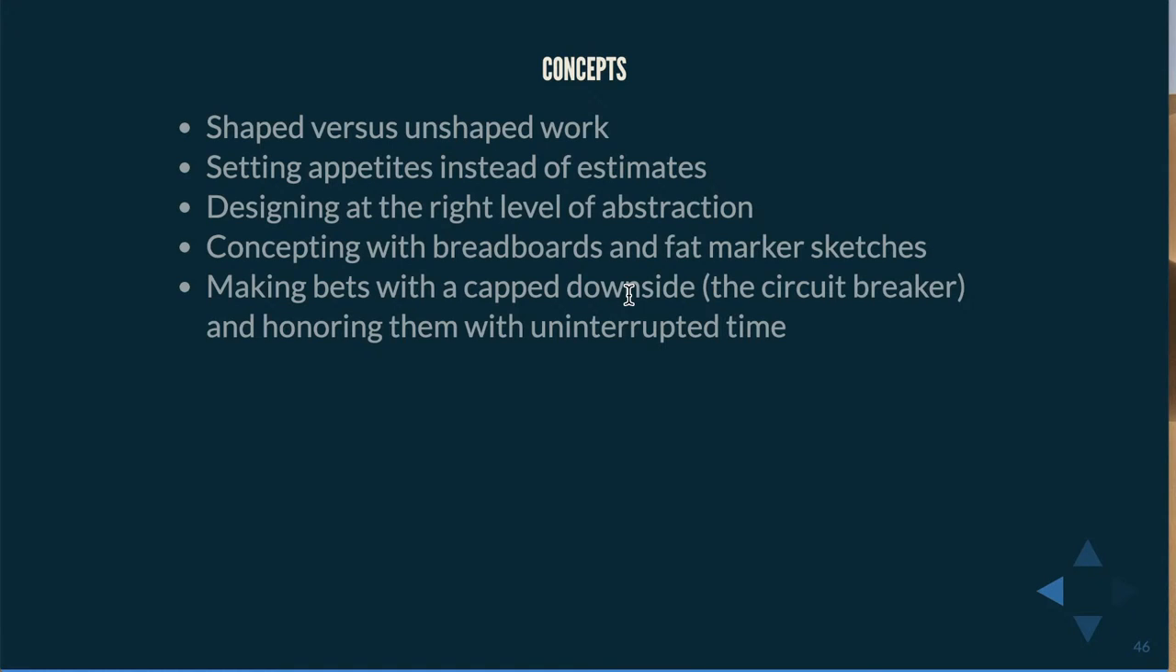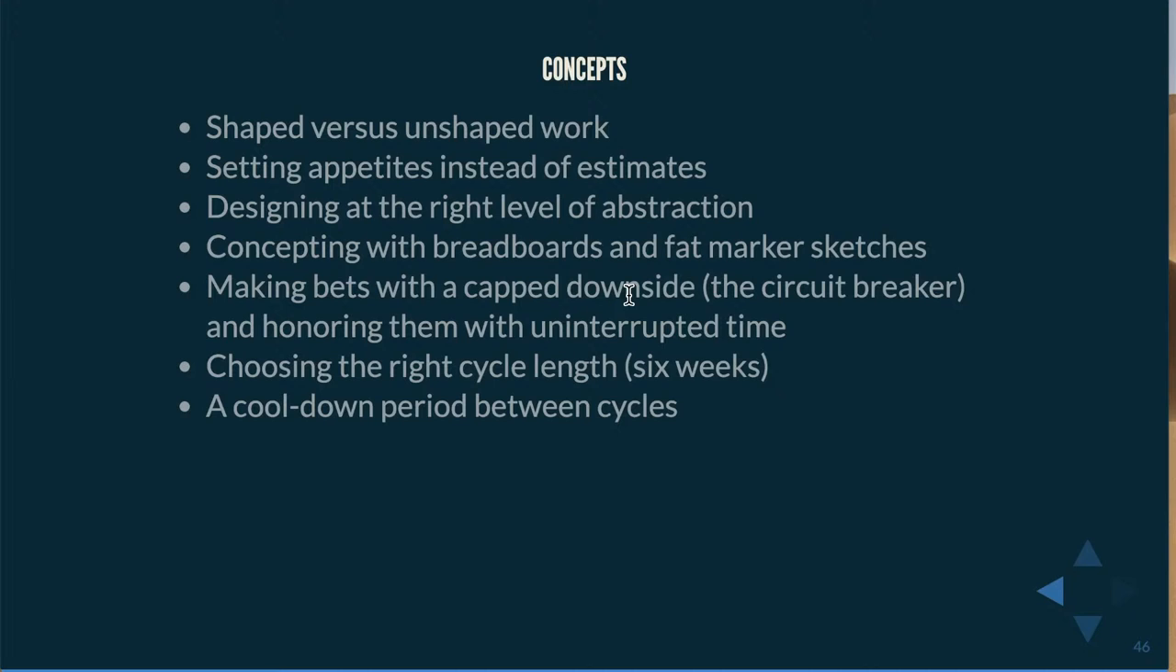So this, I think, is always the hardest part with us. The circuit breaker: we hit the 6 weeks and we didn't build it, so it was a bad bet and we shouldn't continue. Probably would save a lot of money in Vegas if we did the same thing. But then also honor these commitments by letting people work. Choosing the right cycle length, which for them is 6 weeks. And then they have this 2-week cycle in between to fix bugs.